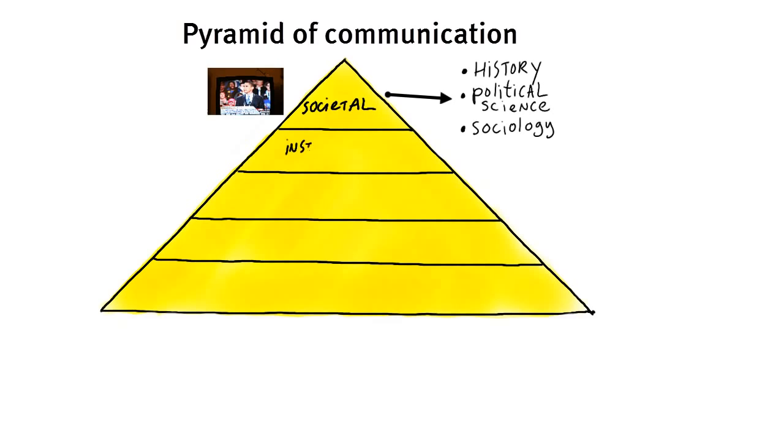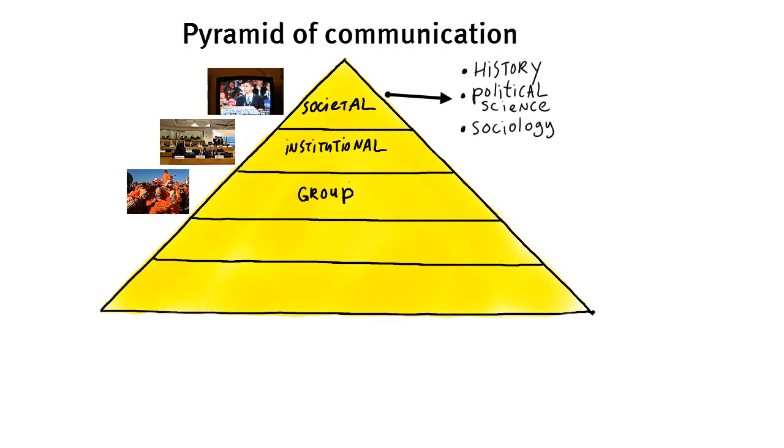Under that is the level of institutional communication, that is performed by political parties, for instance, organized religions, large corporations, and such. Then comes the level of group communication. Groups are audiences that feel a high level of group identification, for instance, a family or a fan club. Both institutional and group communication are in the field of sociology and cultural anthropology.